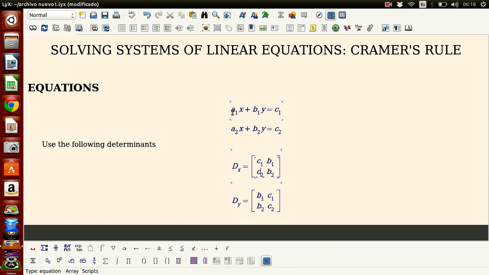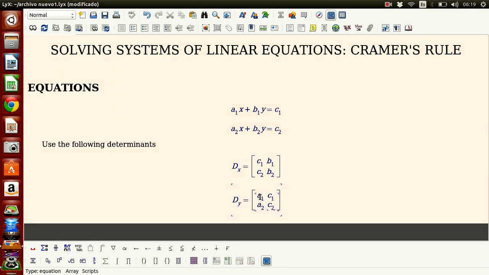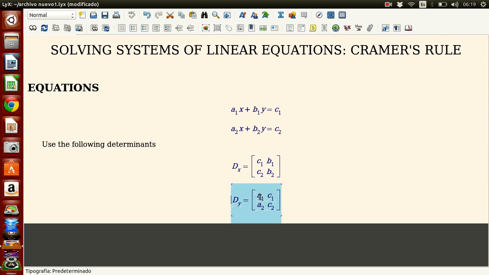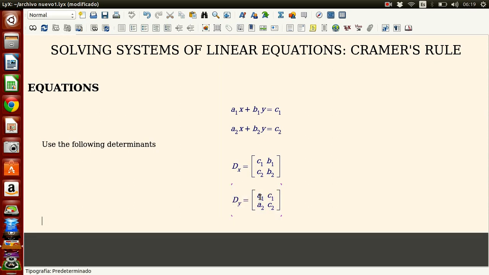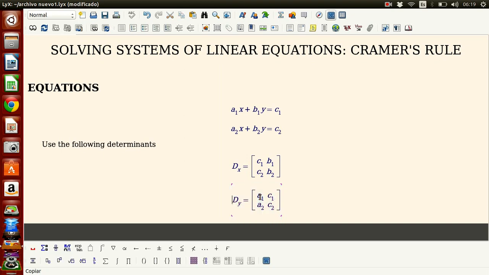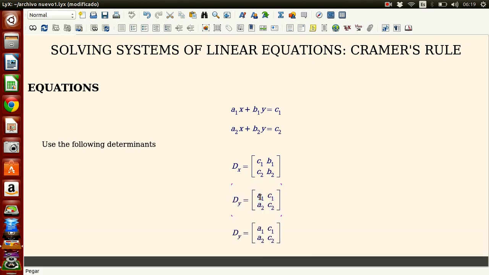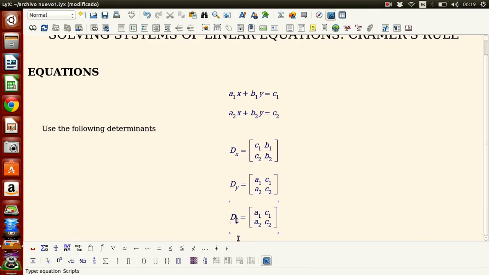Now Dx is like changing the coefficients of x for the coefficients of c. And Dy, it's changing the coefficients of y for c. So a sub 1, a sub 2, c sub 1, c sub 2. And finally, we have determinant D. Determinant D are the coefficients a sub 1, a sub 2, b sub 1 and b sub 2.